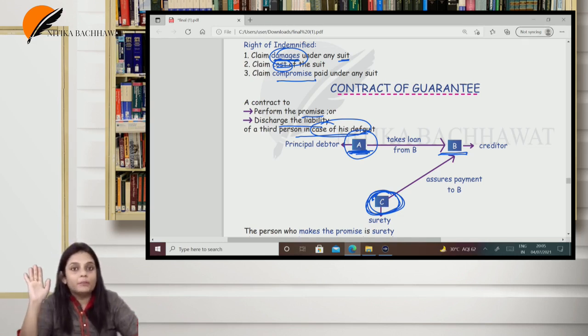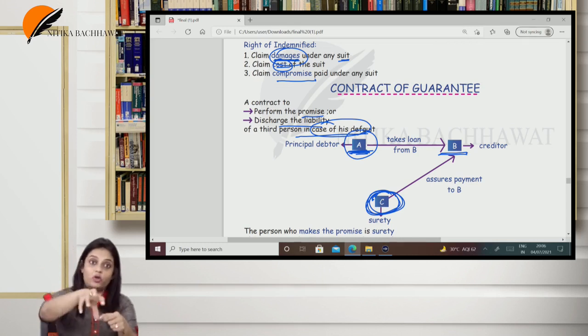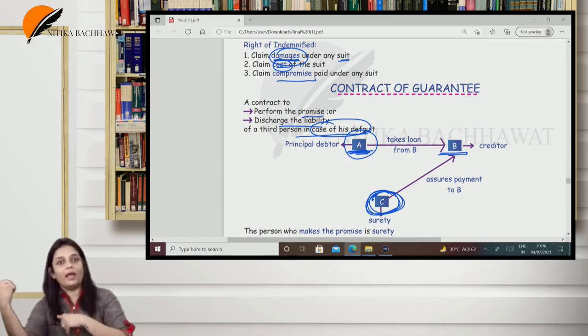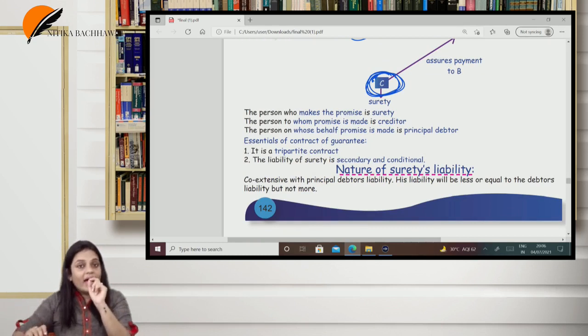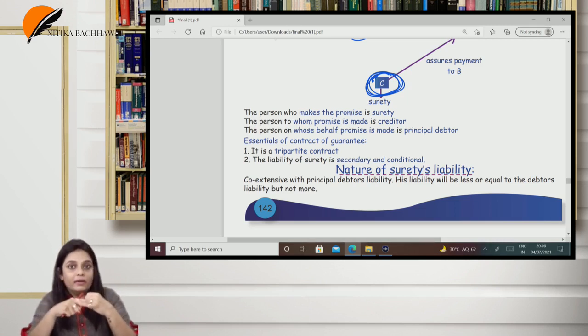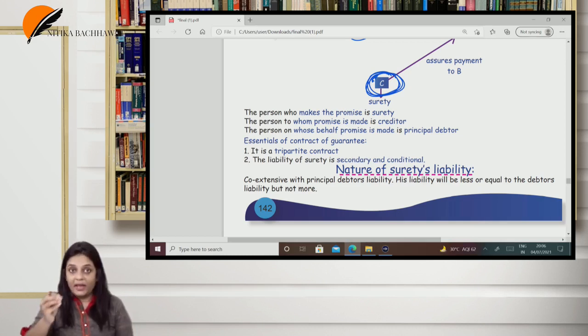I hope it's clear. One thing that is very important to be understood here is that it is first the principal debtor's obligation to perform or pay, and only if he fails to perform or pay, then I go to the surety. Now, if I see these points, I get one essential of a contract of guarantee, that it's a tripartite contract. There are three parties involved. The second thing that I get is that the liability is secondary. I already explained this concept.